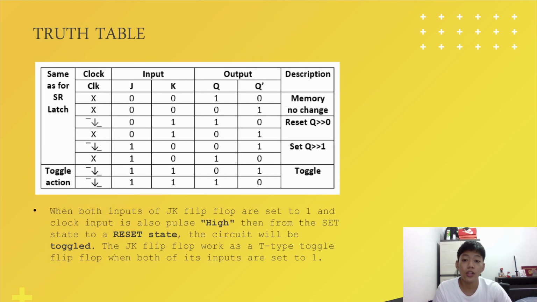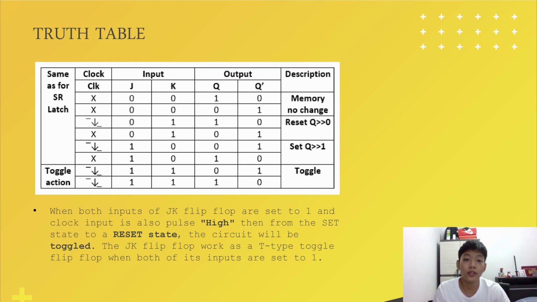Now, when both inputs of the JK flip-flop are set to 1 and the clock input is also pulsed high, the circuit will toggle from the set state to a reset state. The JK flip-flop works as a T-type toggle flip-flop when both of its inputs are set to 1.